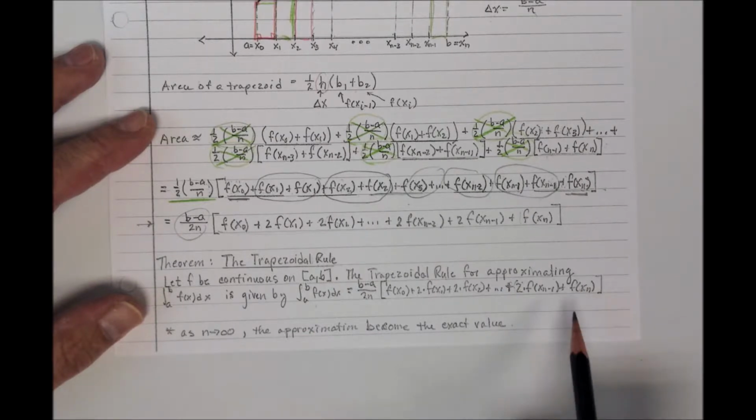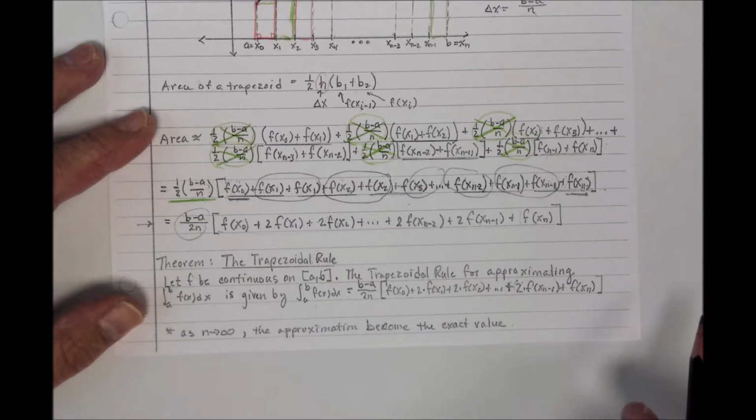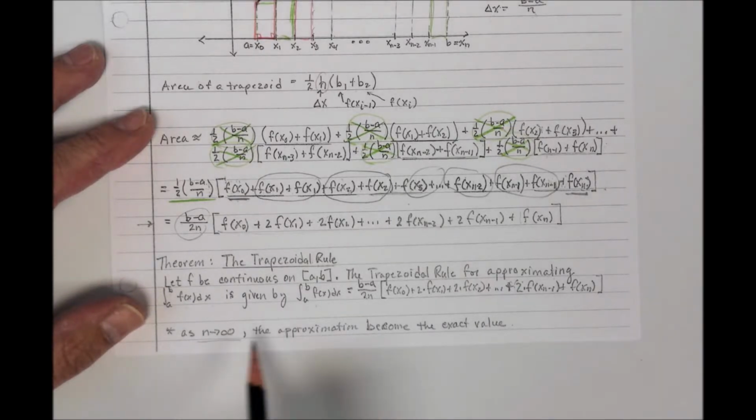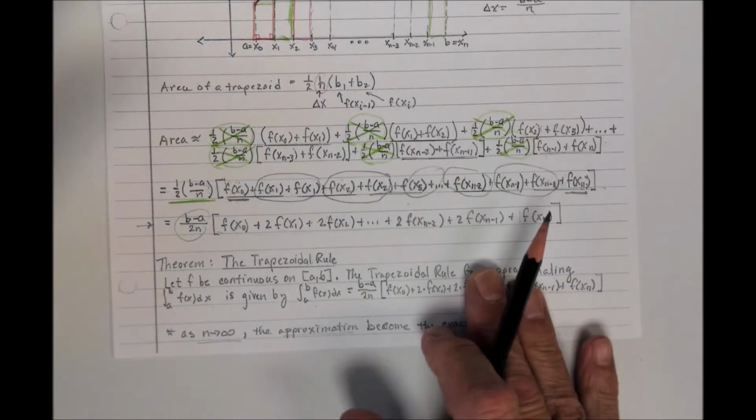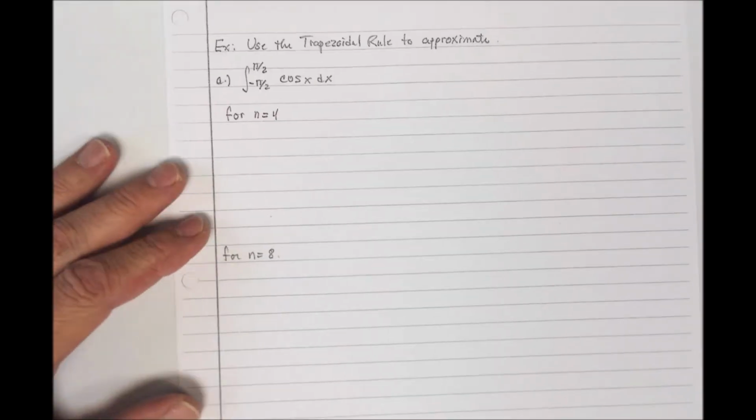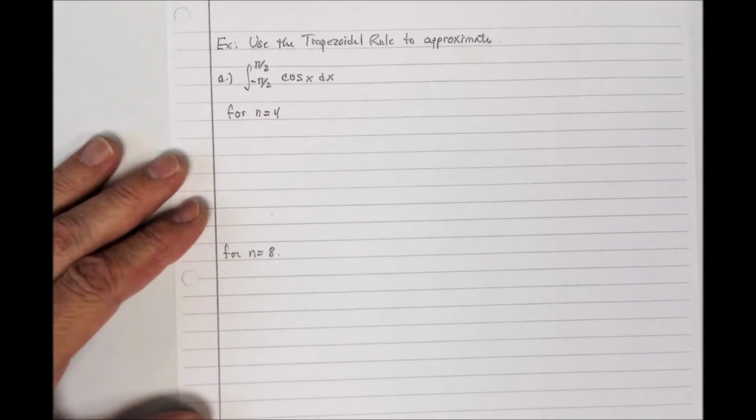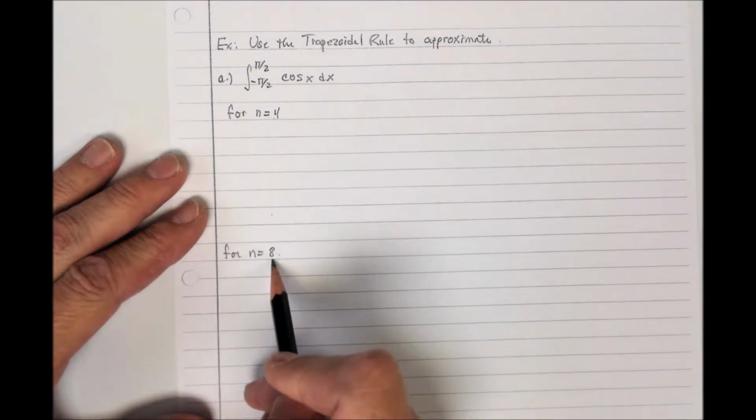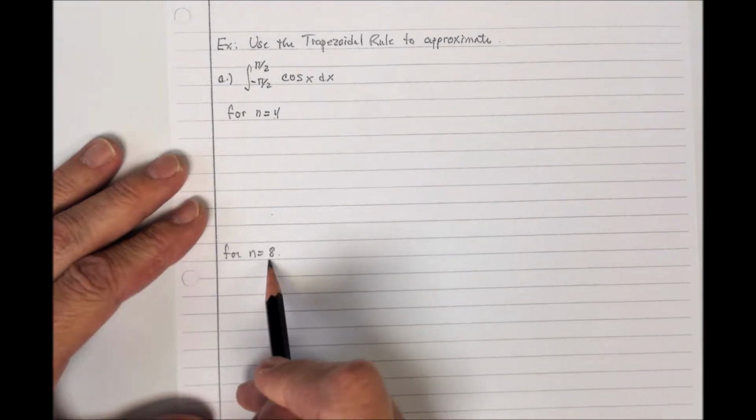Now, just like we did with inscribed and circumscribed rectangles, lower sums and upper sums, if we increase the number of subintervals, we get a better and better approximation. In fact, as n goes to infinity, this approximation is actually going to be an exact value. So, with that in mind, let's do an example here. We'll do an example when n is 4, and we'll do an example when n is 8. We should get a more exact value here, because we have more subintervals.